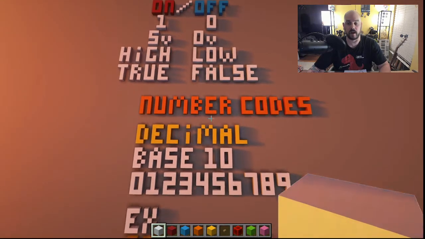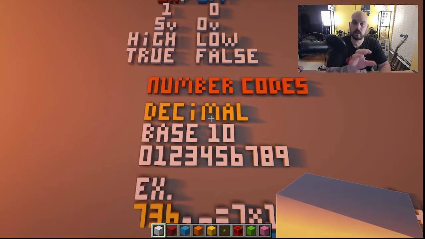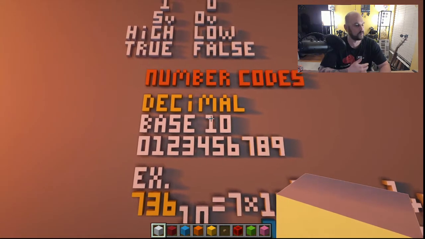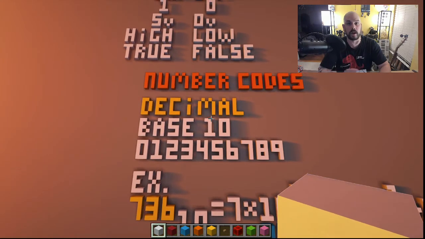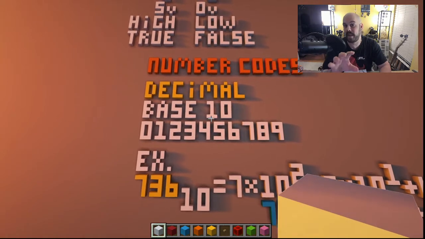All right, moving on. Number codes. So there's different ways to interpret the signals that are coming down the line. Decimal is something that all of us know. We grow up going to school learning 0 through 9 and everything in between. So that is a system called base 10.